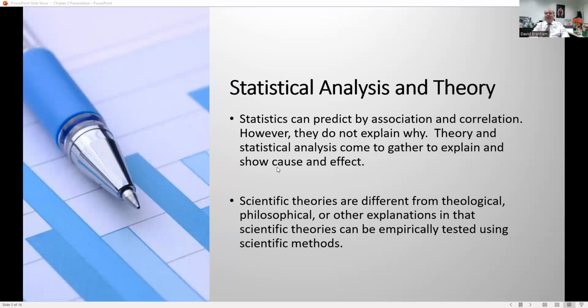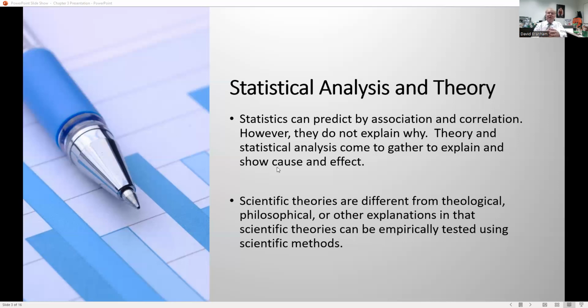So unless you have a good explanation for that, you have to step back and ask, is there a third variable causing this? Or is this just a spurious correlation that we don't know has any cause or effect in it? You need to have theory come together with the statistics to explain and show the cause and effect.